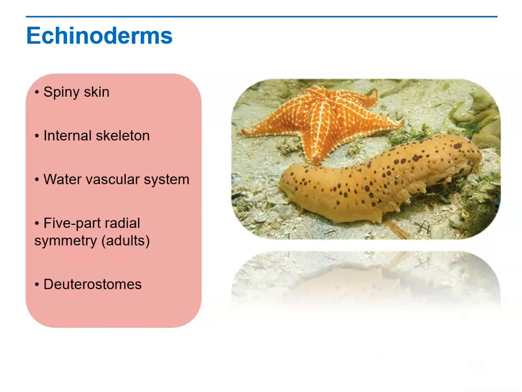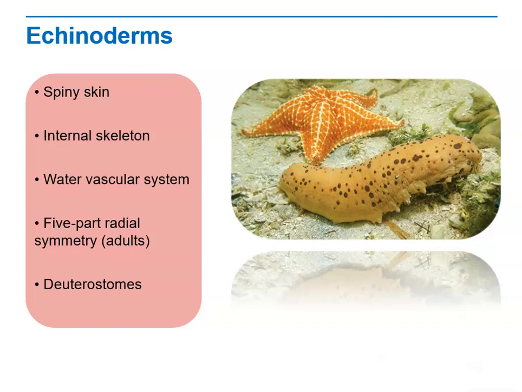They also have a water vascular system, a network of water-filled tubes that include structures like suction cups called tube feet, which are used for walking and for gripping prey. Most adult echinoderms exhibit 5-part radial symmetry. The skin of an echinoderm is stretched over an internal skeleton of calcium carbonate plates.